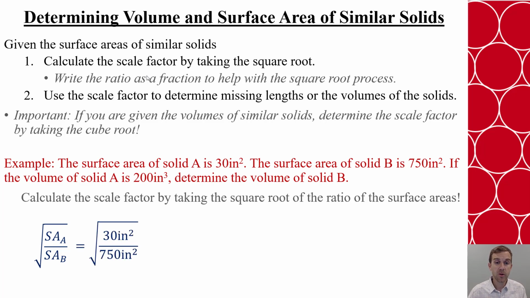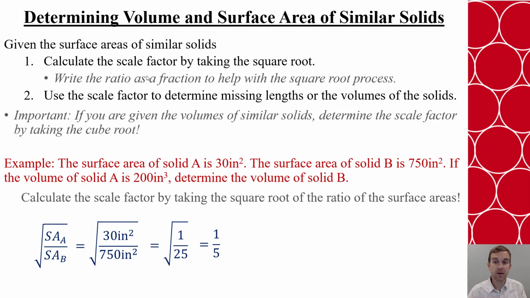That would be 30 square inches to 750 square inches. And if I simplify that before I do the square root, I'd have 1/25. And the square root of 1/25 is 1/5. That's the scale factor. It's a 1:5 ratio of the lengths of solid A to solid B. Now, if you didn't simplify 30 over 750 and you just took the square root of that, the calculator will simplify it down for you. So you have opportunities about how you can go about doing these problems.